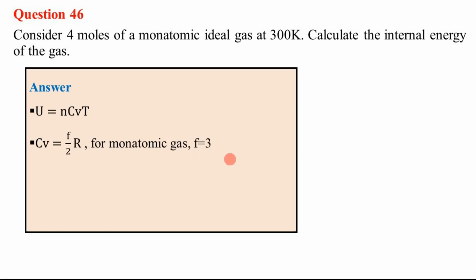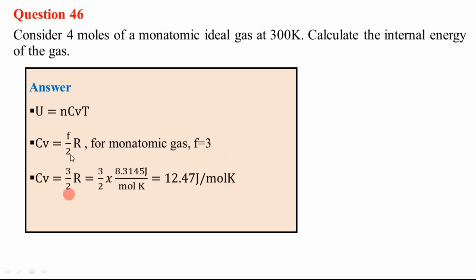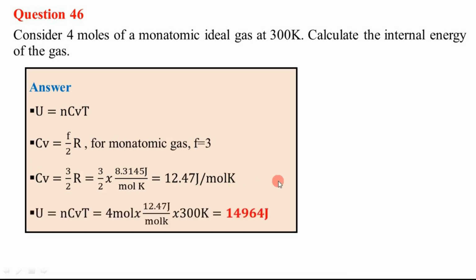So we can then calculate the CV. CV will be equal to 3, which is the degree of freedom, over 2 times R. We get the CV is equal to 12.47. After getting the CV, we can calculate the internal energy, which is equal to nCvT. With 4 moles, you have 4 moles times the CV that we have calculated times the temperature. Then we get this amount of internal energy.